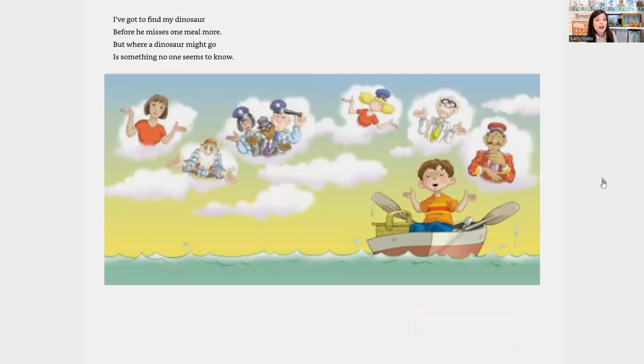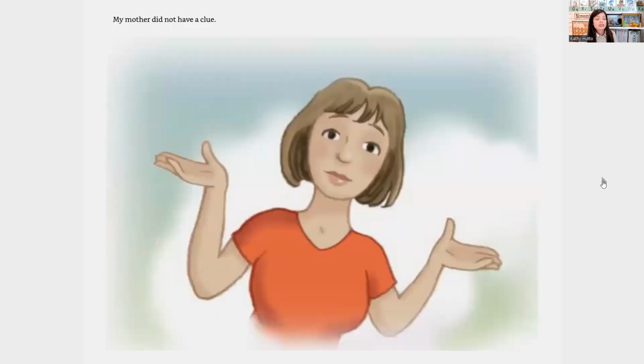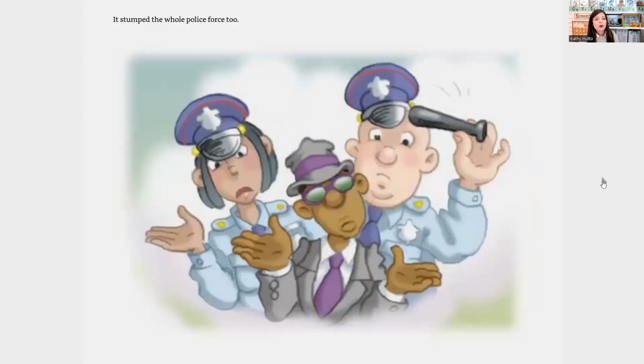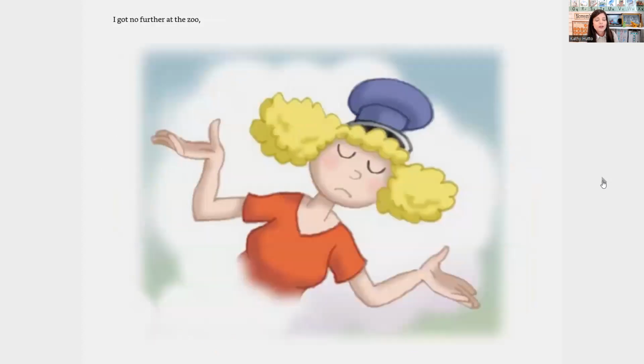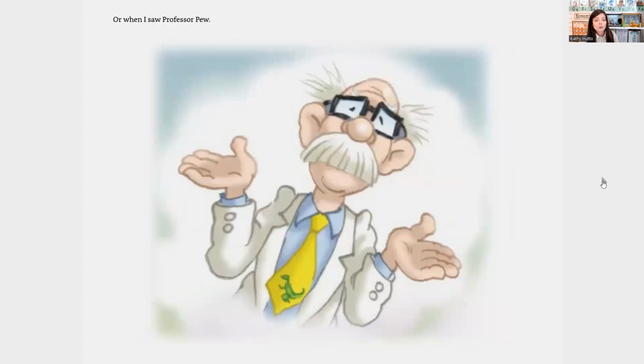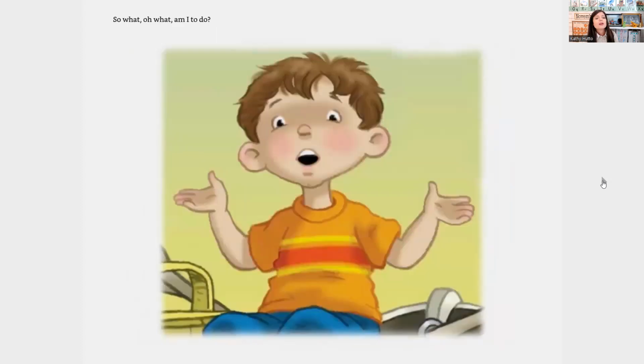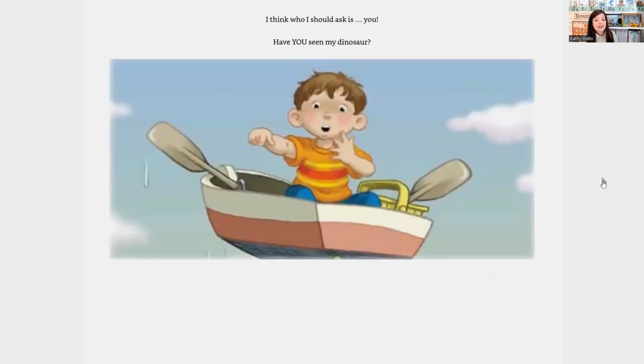But where a dinosaur might go is something no one seems to know. My mother did not have a clue. The fisherman did not come through. It stumped the whole police force, too. I got no further at the zoo or when I saw Professor Pugh. The big museum had nothing new. So what, oh, what am I to do? I think who I should ask is you. Have you seen my dinosaur?